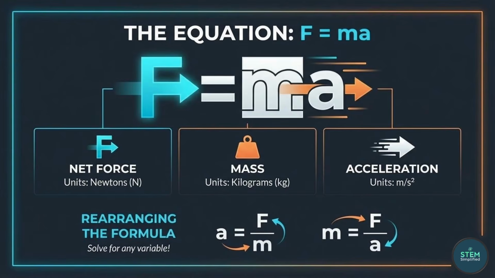This equation can also be rearranged to solve for any variable. Acceleration can be found by dividing force by mass, and mass can be found by dividing force by acceleration. This relationship forms a foundational concept in physics and explains how force, mass, and acceleration are interrelated. And remember this, because this is a big topic that you need to know, and I'll also have some practice problems for later.